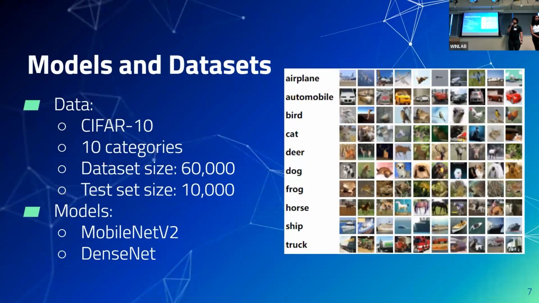For our data set and models, first for the data set, we use the CIFAR-10 data set, and it has 10 classes. These are all the classes that it gives the models to classify. It has 60,000 total images, and we only use 10,000 when testing. For our models, for the most part we use MobileNet v2, but we also use DenseNet slightly.